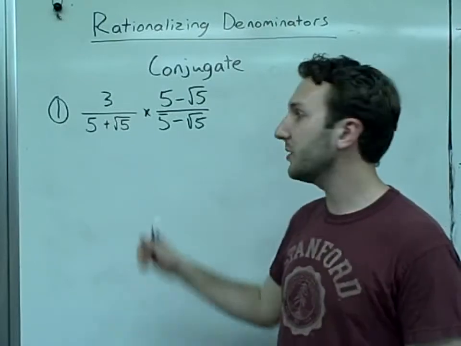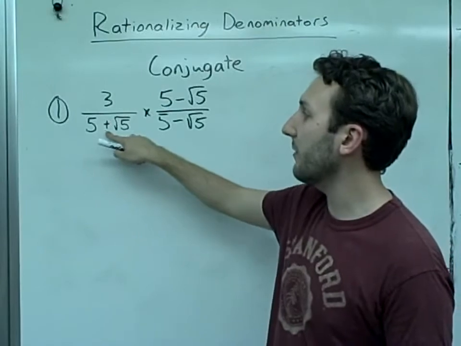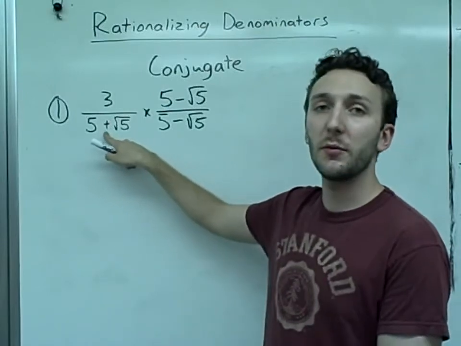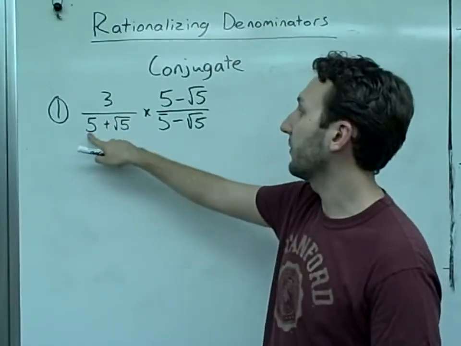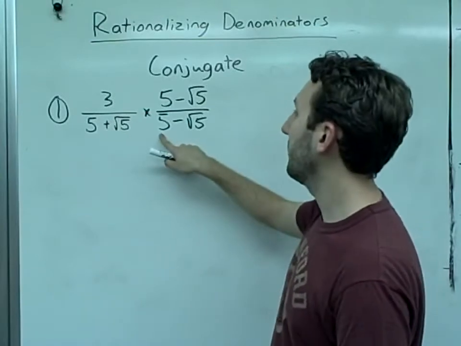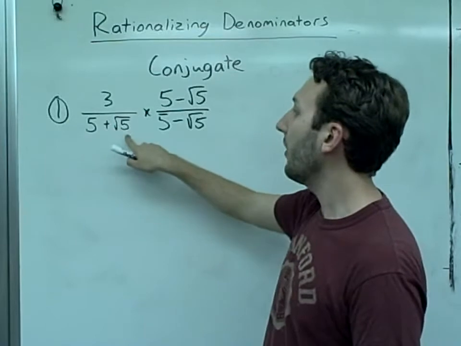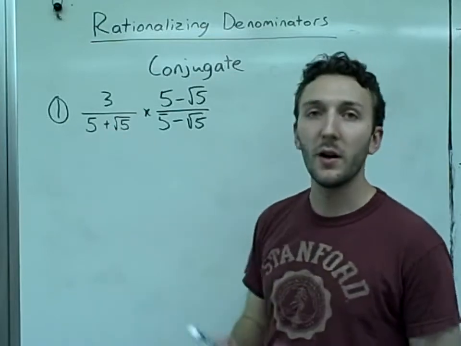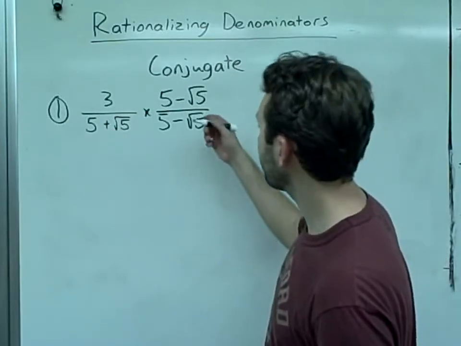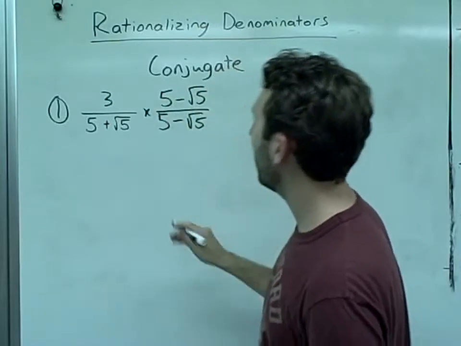The way to find a conjugate is you just change the sign of whichever sign is before the radical. So if this was 5 minus radical 5, it would have been 5 plus radical 5. It doesn't matter what the sign is of this number. All that matters is the sign before the radical. That's all that's important. Now we want to look at evaluating.